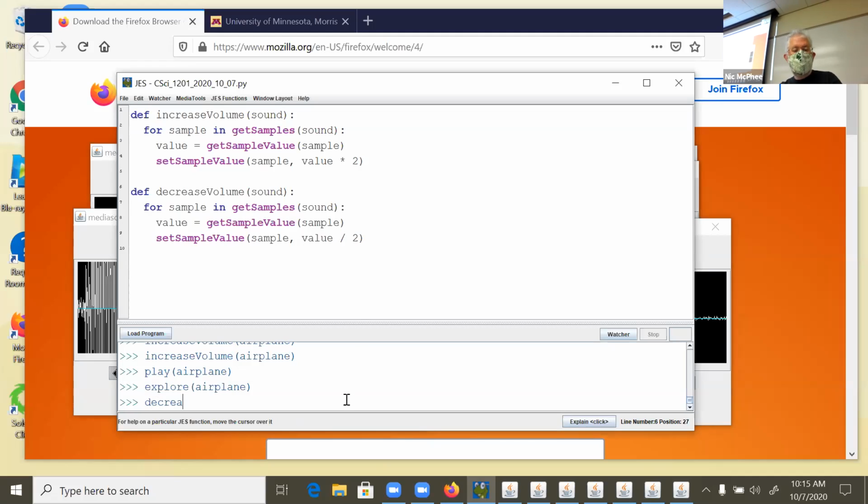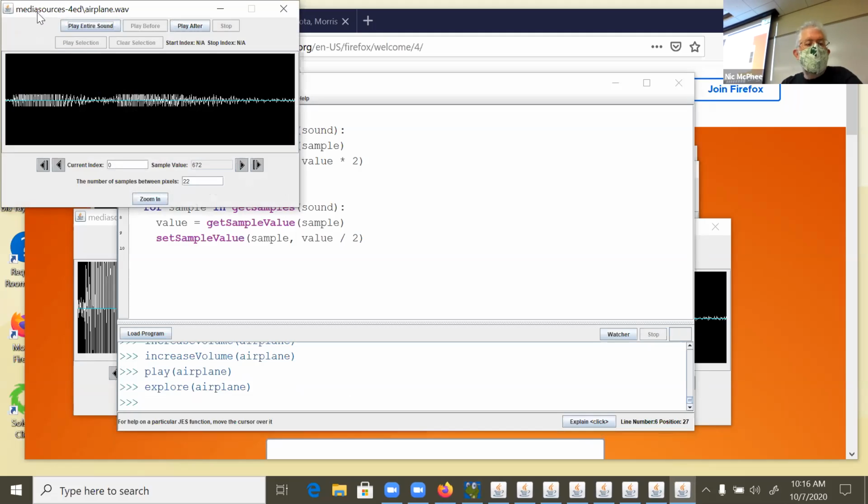We decrease volume. Go crazy. Now it's very quiet. And if we increase volume, no, it still is pretty similar.